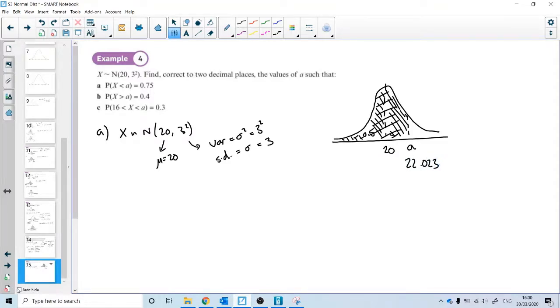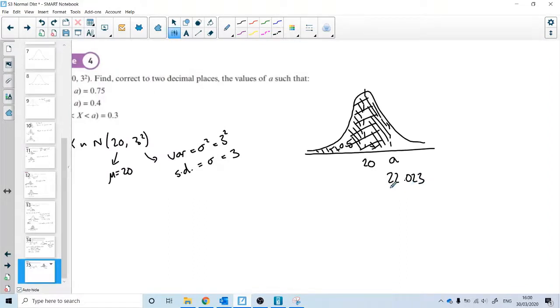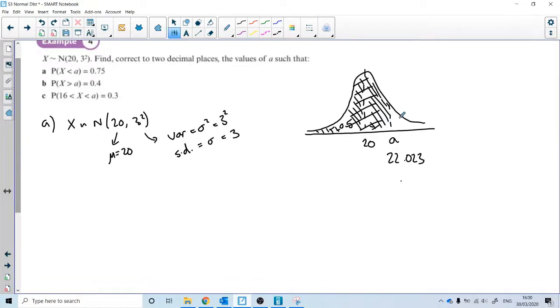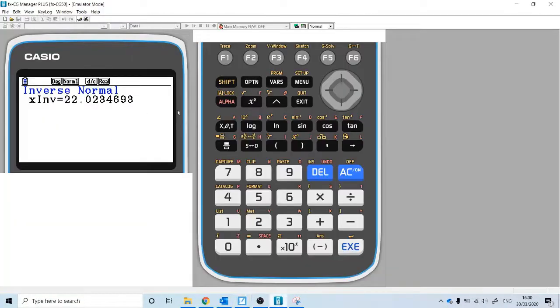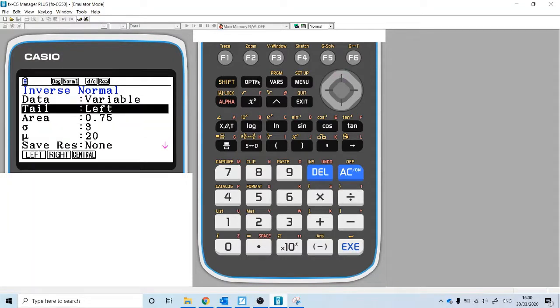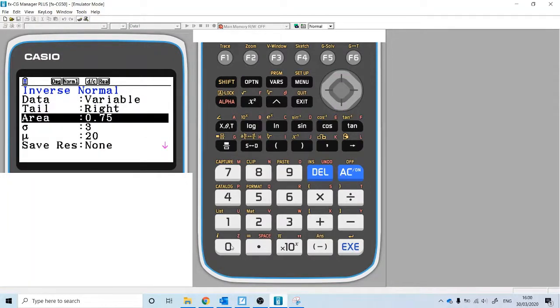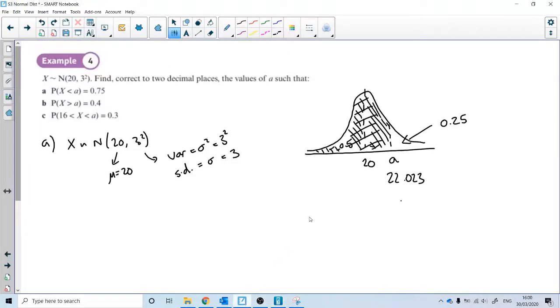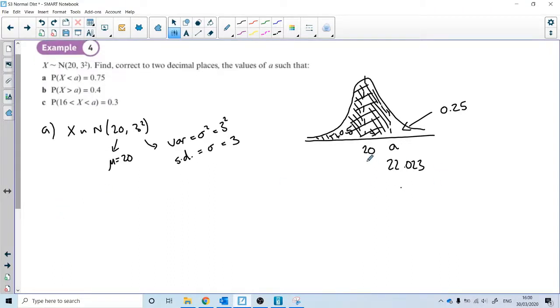And it's worth checking that we get an answer that makes sense. And this does make sense because it's to the right of 20. An alternative way of doing this would be to have said that the area to the right, this area here, is 0.25 because we know that the two areas have to add up to 1. So let's just check to see if we get the same answer. If we put right as 0.25, then we'd get exactly the same answer. So that gives us our value of a, 22.023.